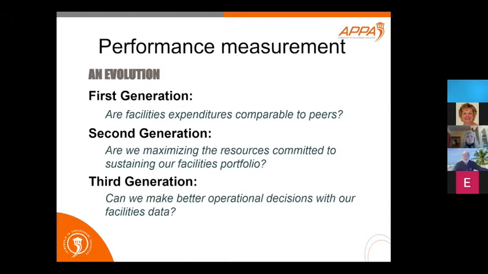But the third generation, people who are really pushing the boundaries of using FPI and performing their job, are working to get a seat at the table and move to the third generation, where can we make better operating decisions with our facility data, and indeed, can we make better strategic decisions with our facility data so that we're moving in the direction that makes the university or the college stronger and more resilient.